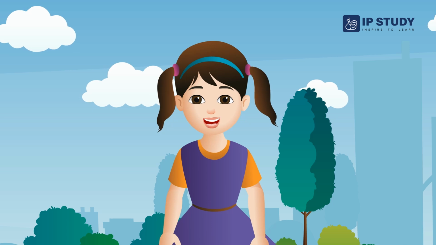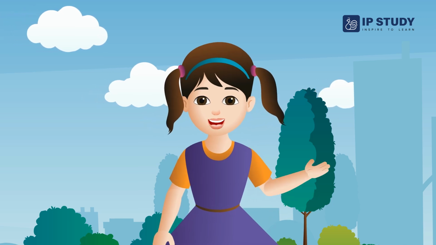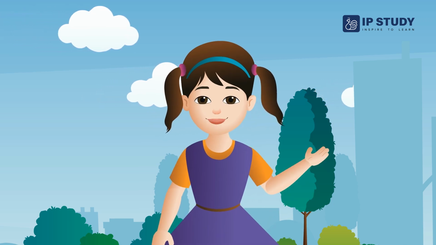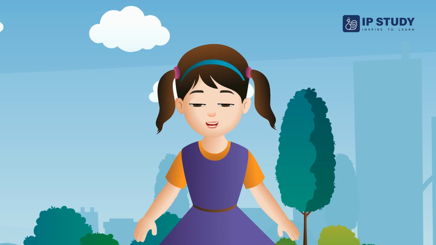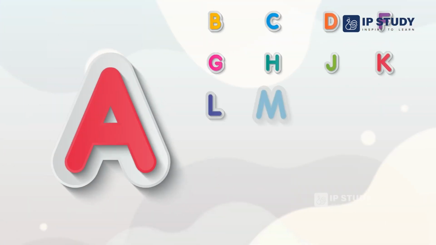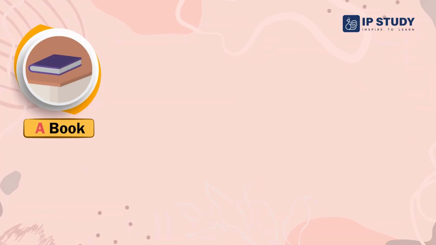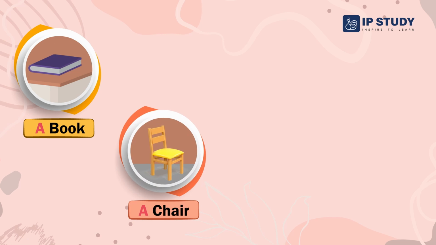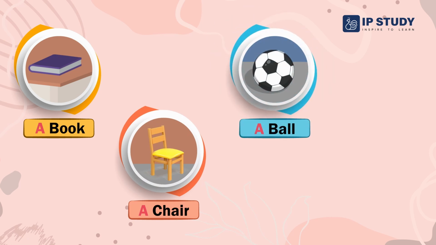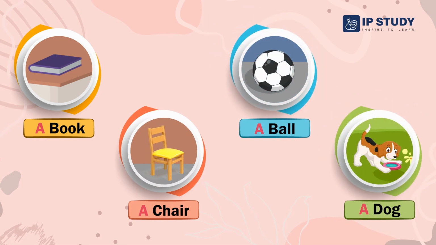A and an are always used with singular number objects and living things. Let's learn the use of a. A is used before the sound of consonants. For example, a book, a chair, a ball, a dog.